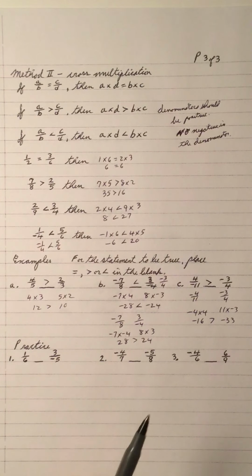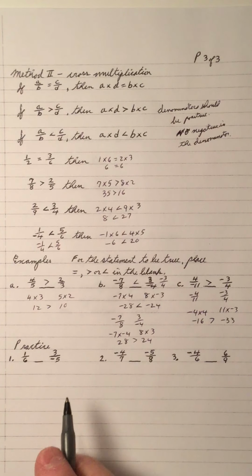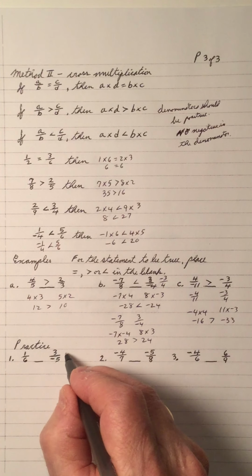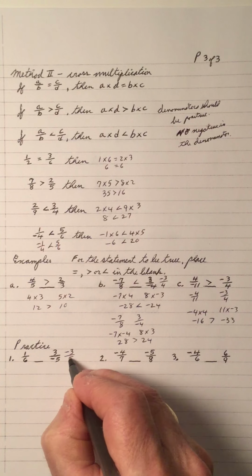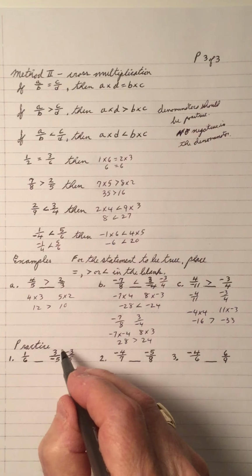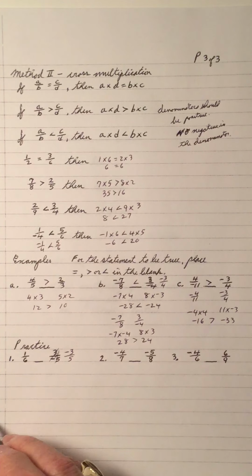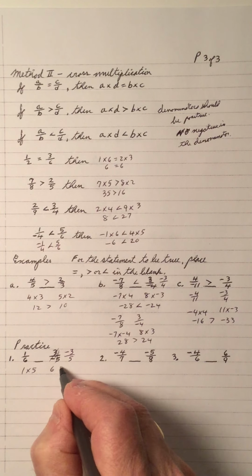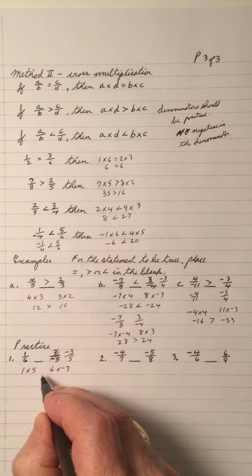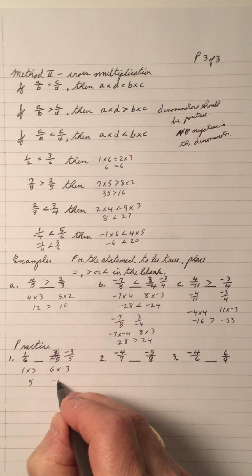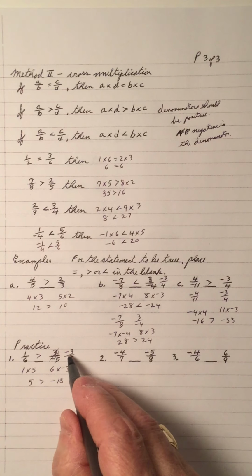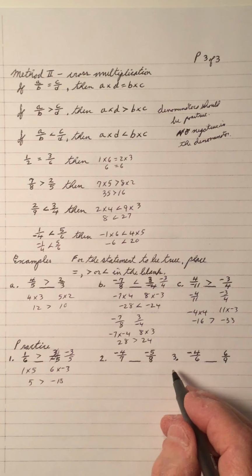Practice. Now you can work these 3 out yourself. Pause the video, work them out, and play it back to see if your answers are okay. Again, look what we have, a negative in the bottom again, so that's negative 3 over 5. Driving home: never have a negative in the bottom. So scratch that out now. So 1 times 5 compared to 6 times negative 3. 5 compared to negative 18, and it's greater. So that means 1/6 is greater than negative 3 over 5.